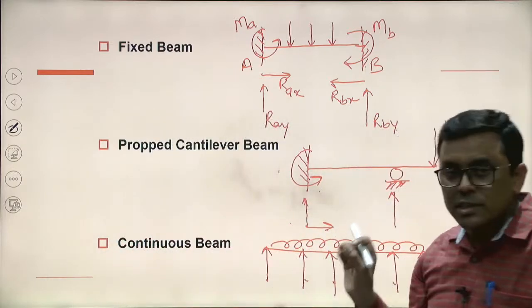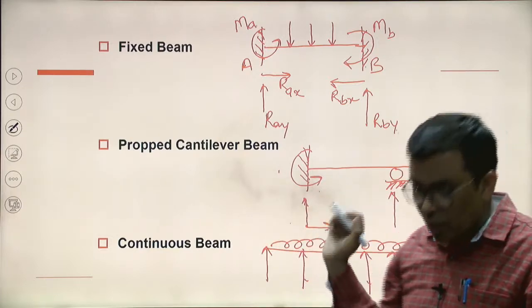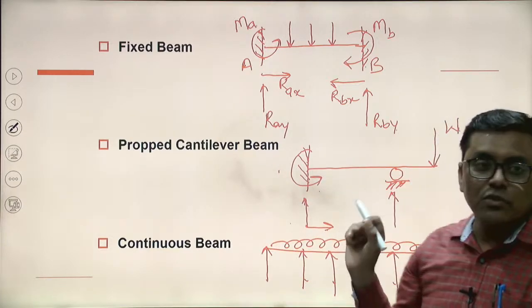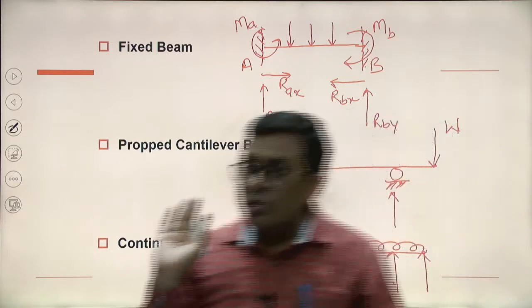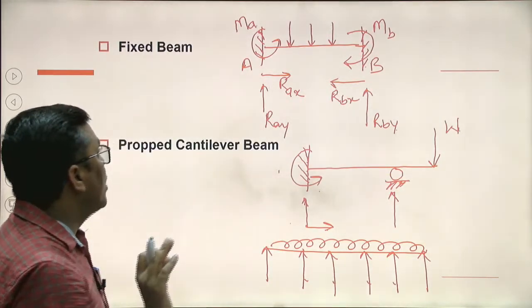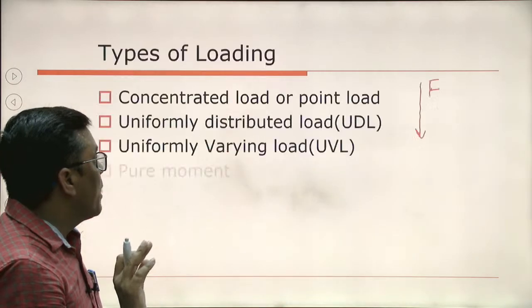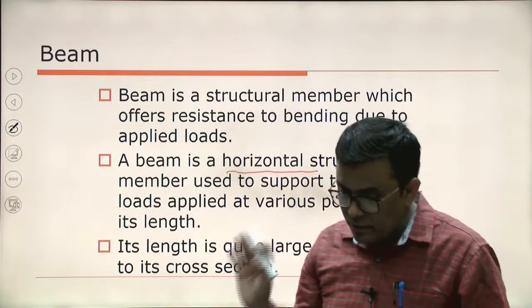So if there are 6 unknown support reactions, which are not possible to find out with the help of the 3 conditions of static equilibrium. If you are comfortable with all this, what we discussed up to now, we have discussed about beam, what basically the beam is.